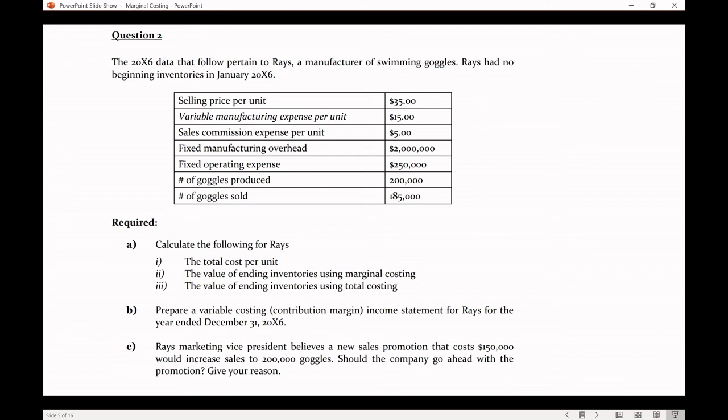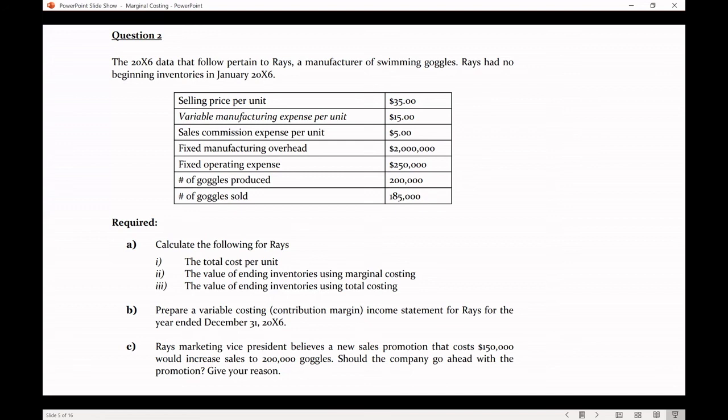Then we have fixed manufacturing overheads, $2 million. So this is a fixed cost, and we're saying fixed manufacturing overheads, whether you make 2 goods or 100 goods, is always going to be the same. Remember what we said, fixed costs don't vary in terms of how many goods you produce, right? If you produce 2 goods or if you produce 2,000, the fixed cost would be whatever it is. And in this case, it's 2 million. Your fixed operating expense is $250,000.